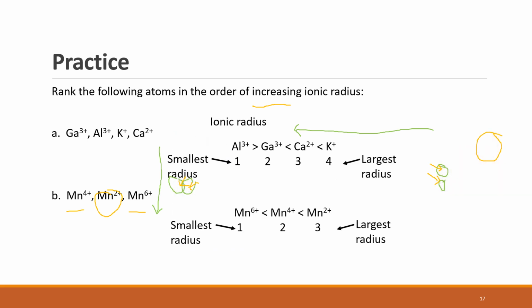So here are the answers in the correct order. You can see that manganese with a 2+ is the largest because it has the lowest positive charge on it, indicating the least amount of electrons were removed from it. And then manganese with a 6+ is going to be the smallest.